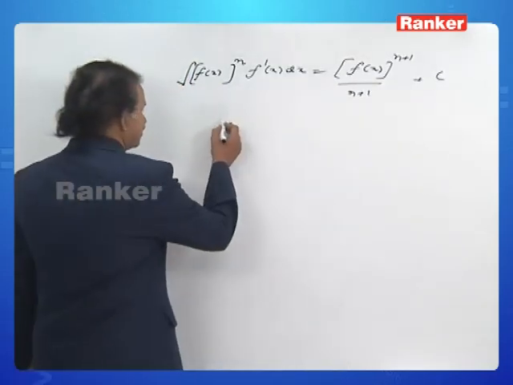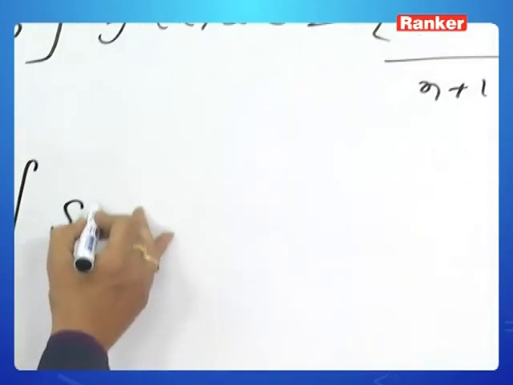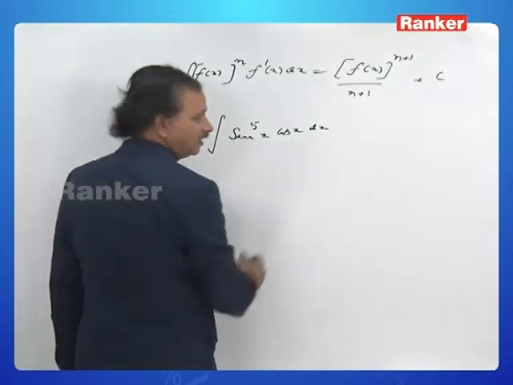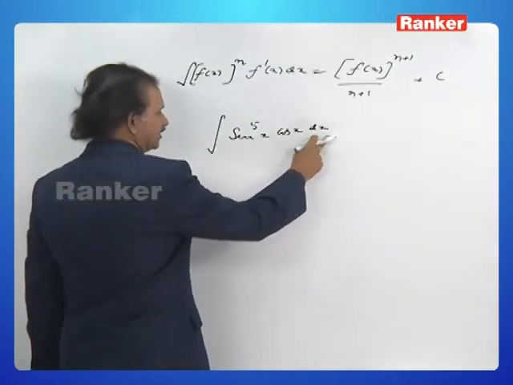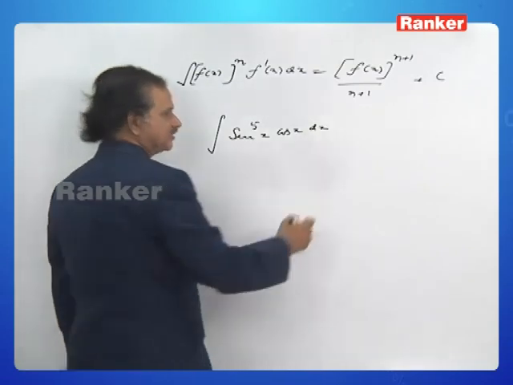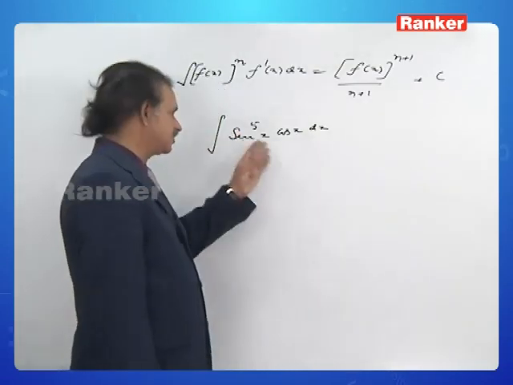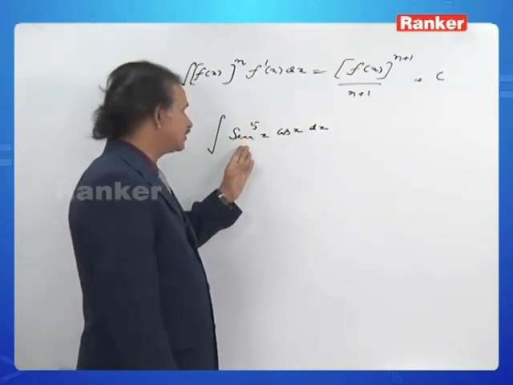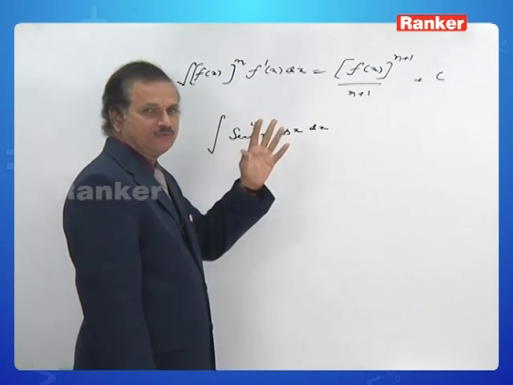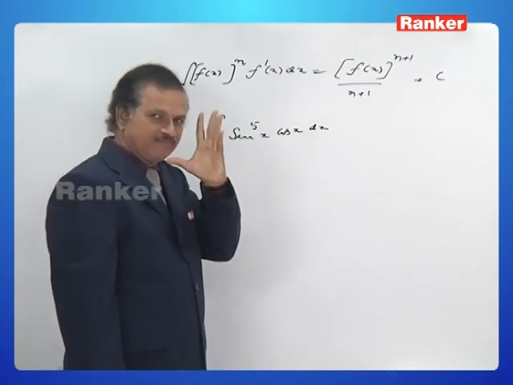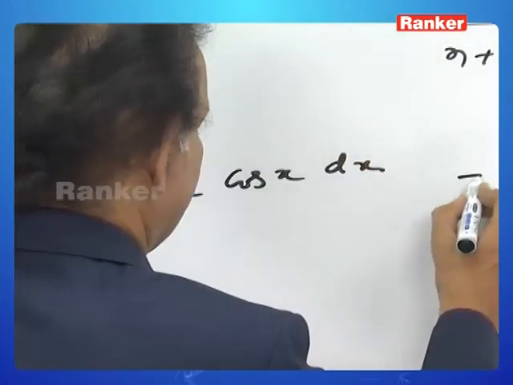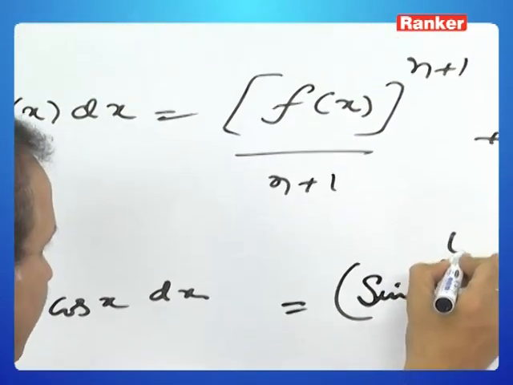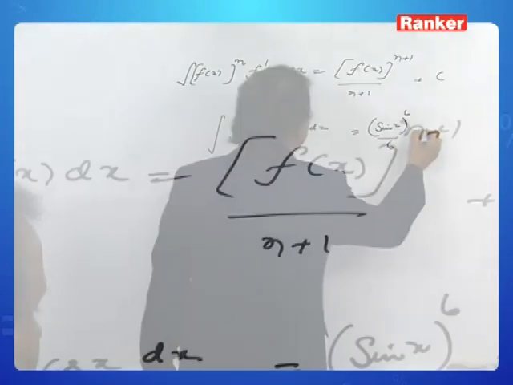You observe integral of sin^5(x) into cos x dx. Come on, what is the answer? You take this as f(x), automatically this is f'(x) dx. f(x) is sin x, f'(x) is cos x, [f(x)]^n, in the place of n we have 5. So the answer is [f(x)]^(5+1), that is sin^6(x)/6 + c.